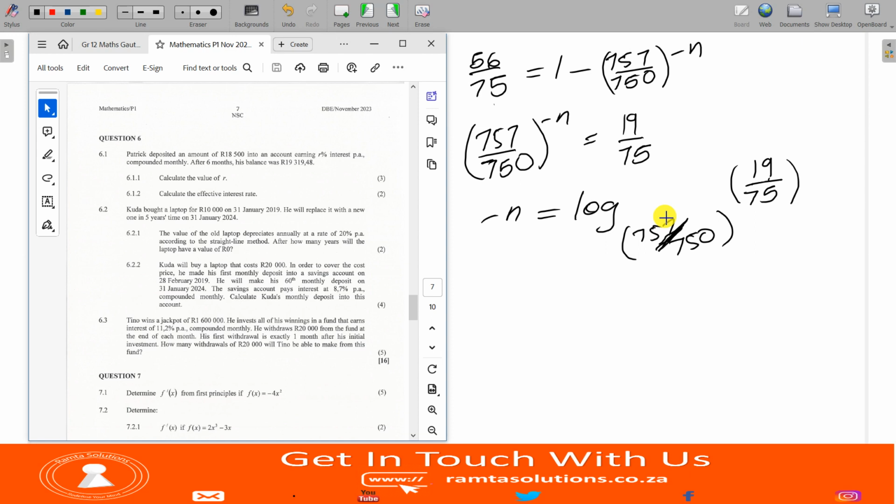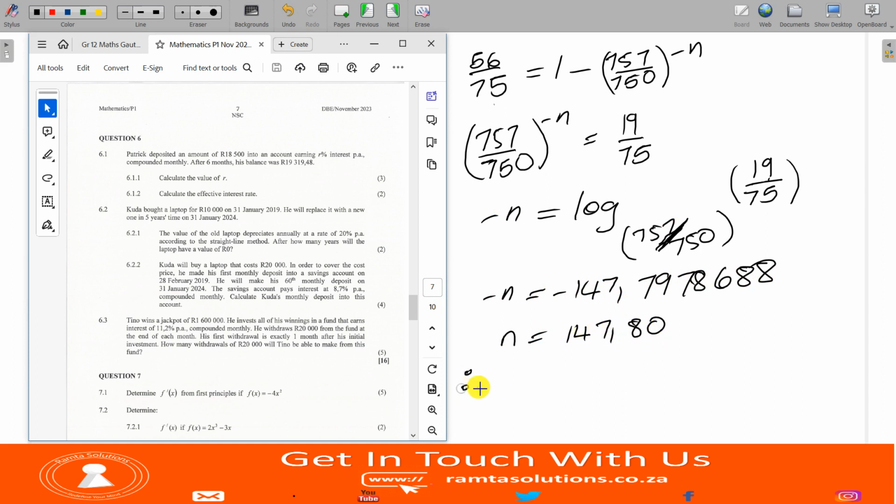Okay. What are you guys getting? I get negative n equals negative 147.7978688. Dividing by negative throughout, n is 147.80.